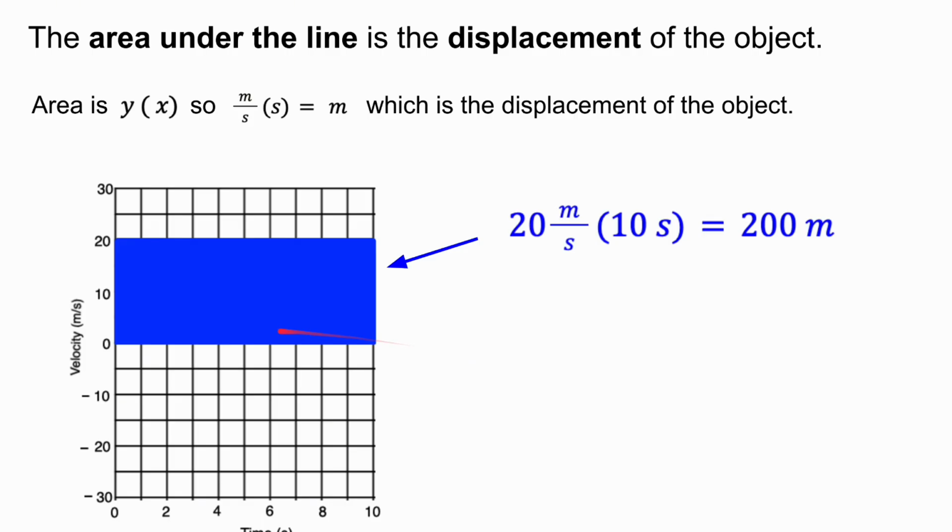So in this case, I would say 20 meters per second times 10 seconds, and the seconds cancel out, and that gives me 200 meters. That's the displacement of the object.